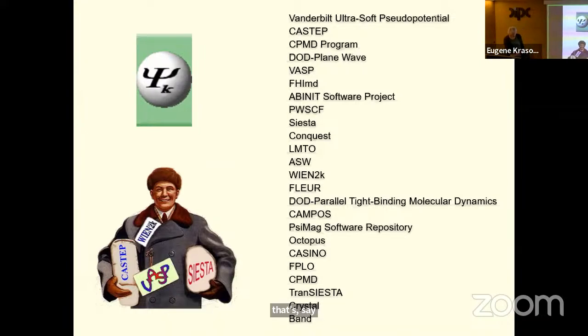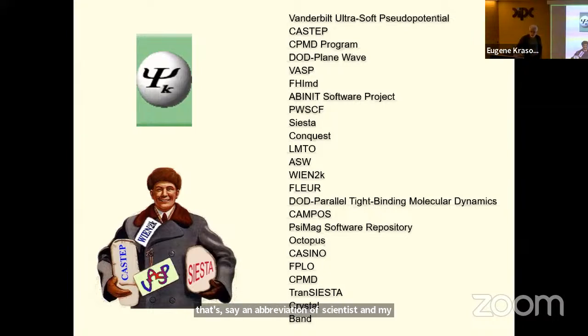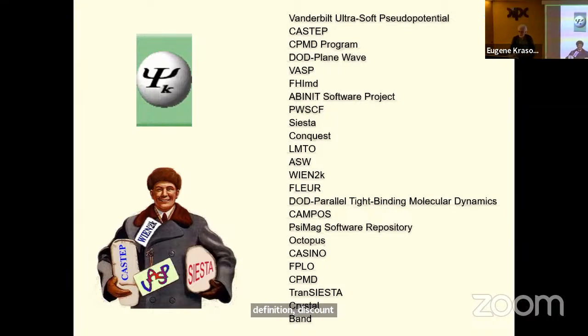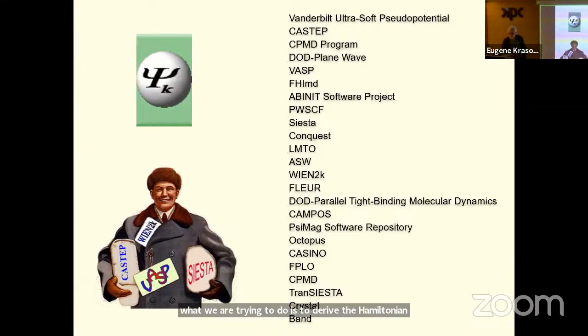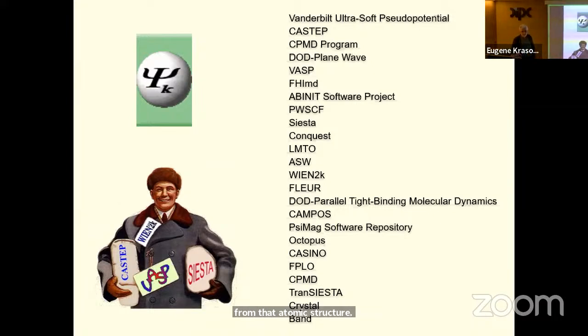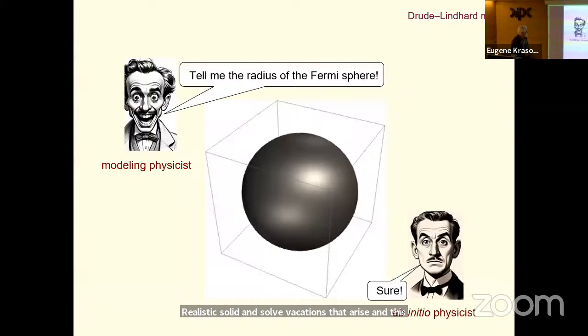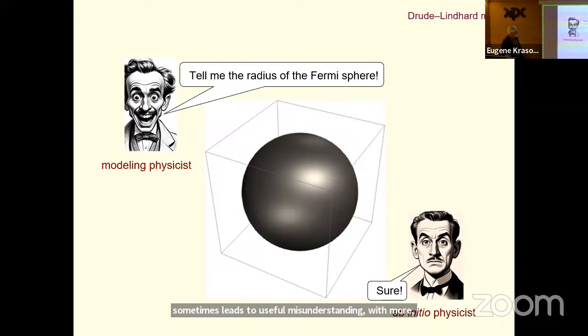In my definition, it is someone who believes that solids are made of atoms. And so what we are trying to do is to derive the Hamiltonian from the atomic structure of the realistic solid and solve the equations that arise. And this sometimes leads to mutual misunderstanding with more traditional model scientists. And let me give you a couple of simple examples.